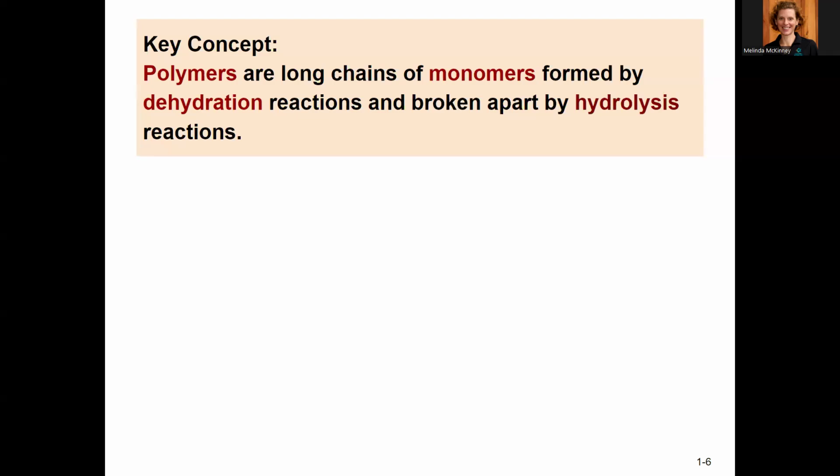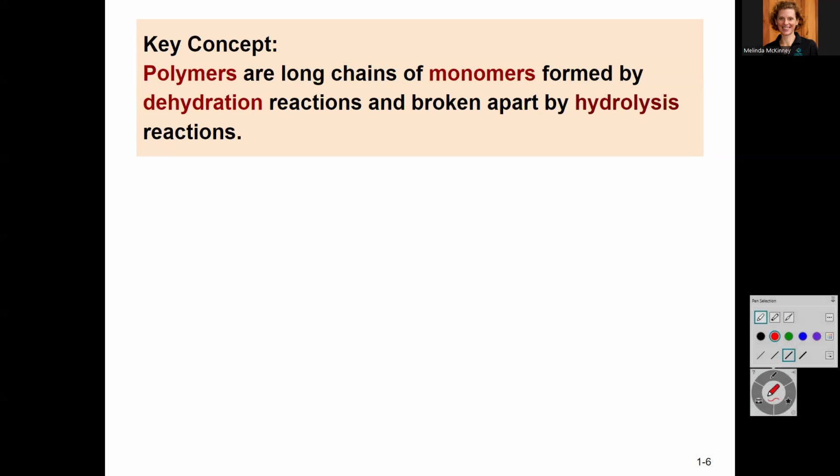This Bio 181 key concept in chapter 3 is that polymers are long chains of monomers formed by dehydration reactions and broken apart by hydrolysis reactions.